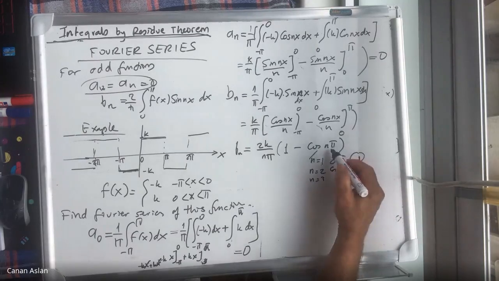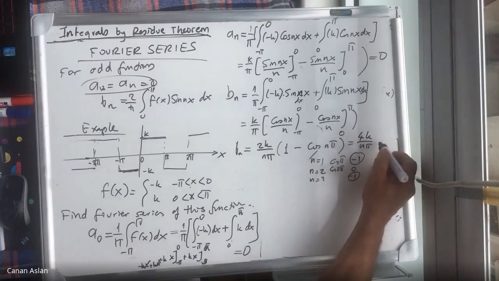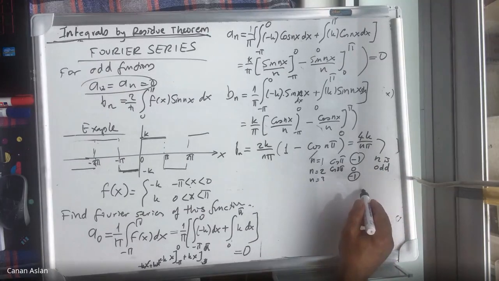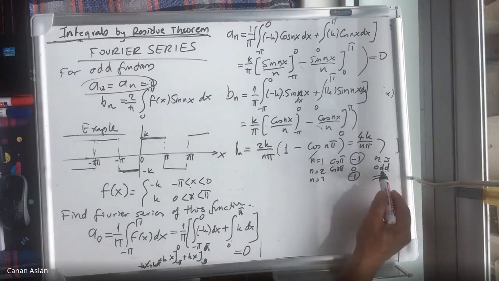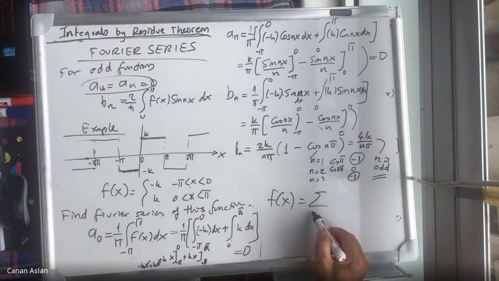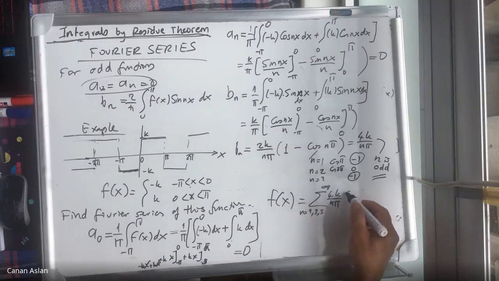If this is minus 1, it gives you 2, so that this is equal to 4k over n pi when n is odd. When n is odd, not even, the Bn value is given by that. Since Bn is 0 when n is even, the function can be written as, remember that it was changing from 1 to infinity, but n will change from 1, 3, 5 to infinity. So this shows that only the odd values are considered. In this case, Bn is just 4k over n pi, and the function itself is just Bn times sine nx.